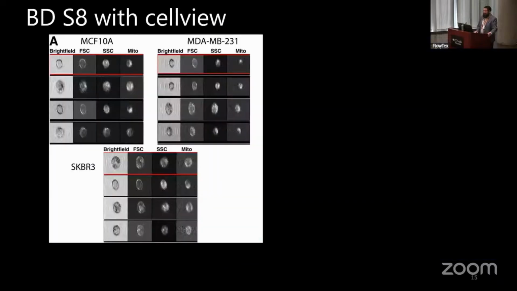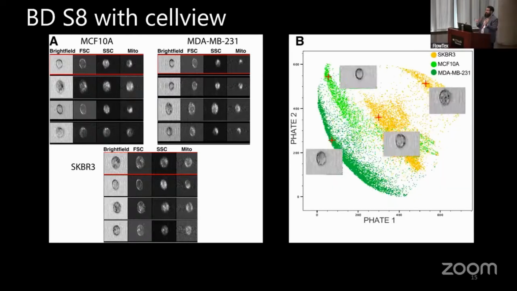For the BD CellView, what I had done was MCF10A, the same 231 cells, and SKBR3, which is the HER2 altered cell line. I stained for mitochondria, and then we have the bright field, forward scatter and side scatter. Now, I didn't just focus on the 15 or so morphometrics that they use to sort. Everything can be calculated after the fact. You have all these images, and then you can calculate all your morphometrics for each channel. So these are all 4 channels, all morphometrics, reduced using fate mapping, similar to t-SNE or UMAP.